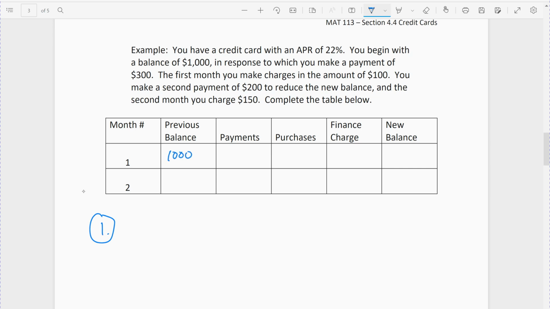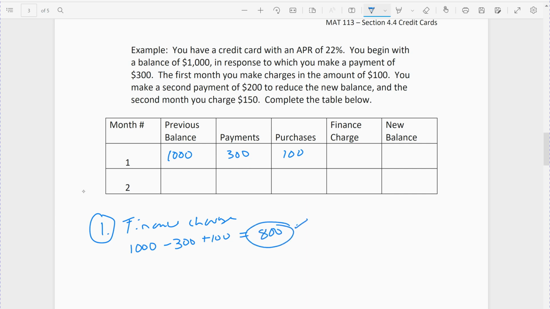was $1,000. Your payment was $300. Your purchases was $100. All right, so now the finance charge. Well, you take how much you owe times your APR. So you first have to figure that out. So you take your 1,000 minus your 300 plus your additional 100. So you still owe $800.